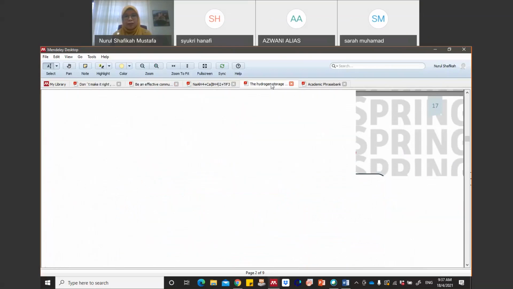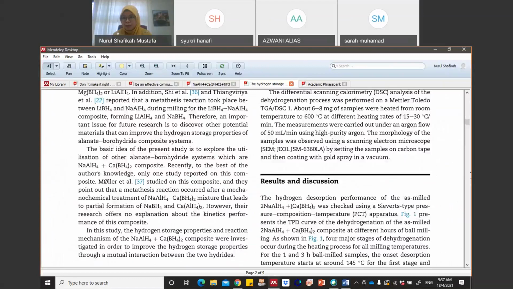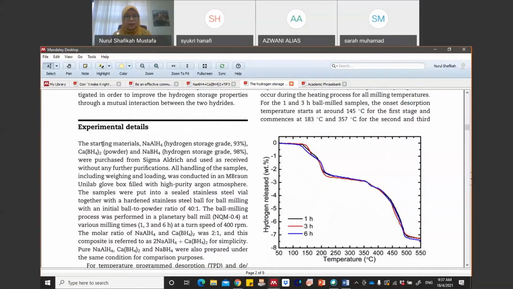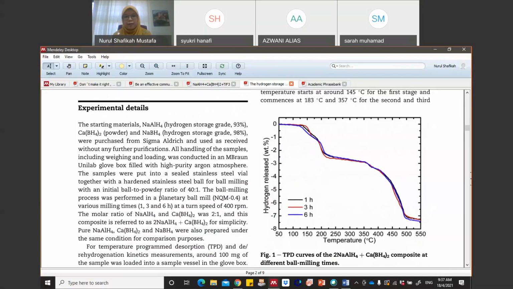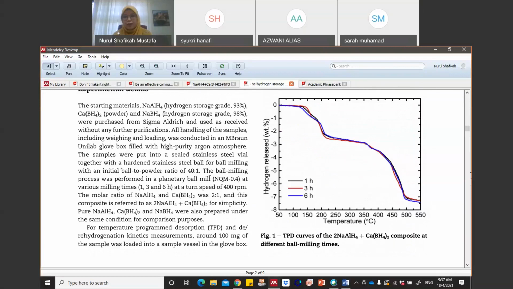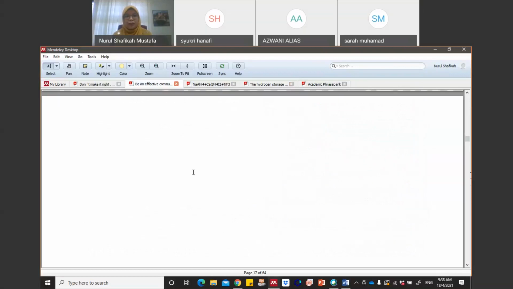Okay, for example, in my study, I'm in material punya ni kan. So in my study, for example, the starting material, for example, I use sodium, calcium, were purchased from Sigma Aldrich. So saya dah mention here what is the material that I have used, where I purchased, and this is some of the method that I use.